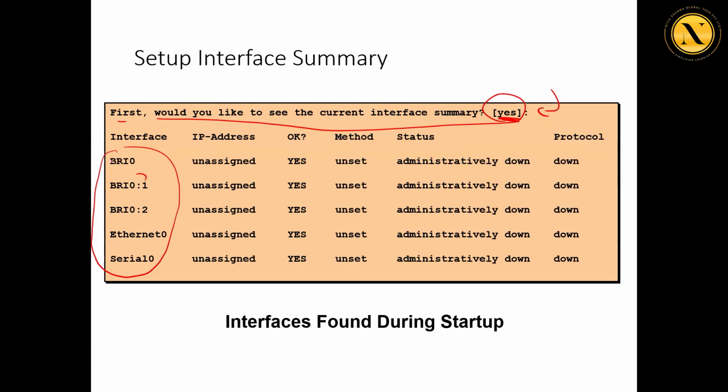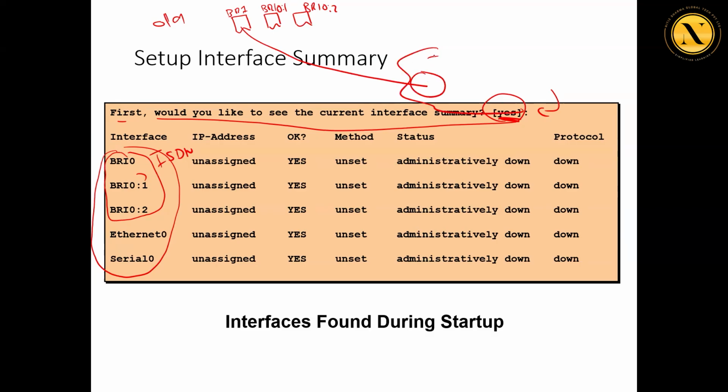Okay. So this is the old output, right? In the olden days, we had BRI ports. They were used for ISDN, Integrated Services Digital Network. They were RJ45 connect ports, right? And this was BRI0, BRI0/1, BRI0/2. From here, simple telephone cable used to go to the telco, right?